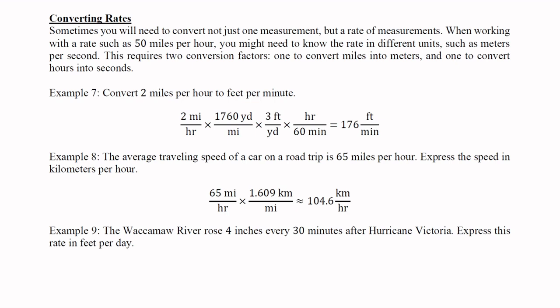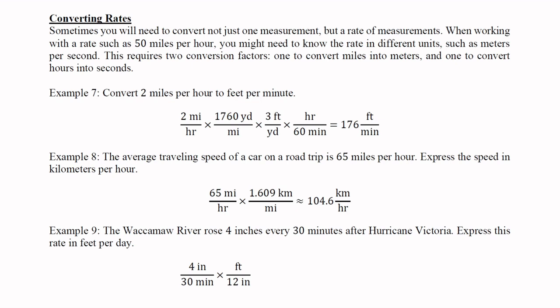In example 9, the Waccamaw River rose 4 inches every 30 minutes after Hurricane Victoria. Express this rate in feet per day. So we're going to start with 4 inches every 30 minutes. Okay, so 4 inches on the top and a 30-minute time frame on the bottom. Then we are going to use our conversion factor to go from inches to feet. Inches go on the bottom on the conversion factor, so our inches will cancel off the top and bottom.